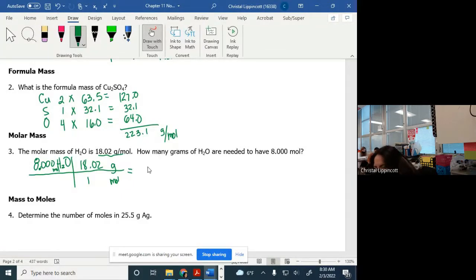What did you get? $144.2 grams per mole. Why did I round this to a 2? Right, I need 4 sig figs because of this, not because of this. This does not count in for sig figs. This is a conversion unit. This is what they measured. Okay, so this is the measured amount. That's what drives my sig figs.